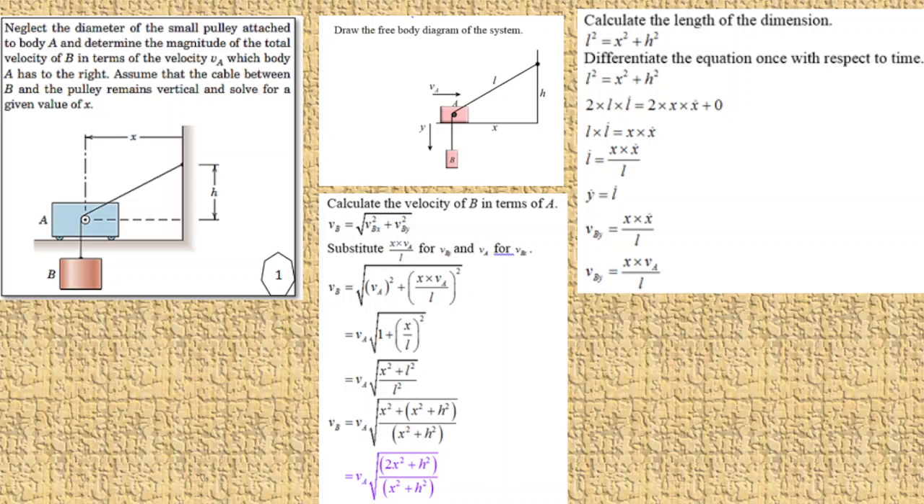It is a matter of substitution. You can simplify the value, and finally you will get the velocity of B in terms of the velocity of A, which means the velocity of B is increased by a factor of this value, so the velocity of B is greater than the velocity of A. We can simply calculate the velocity of B in terms of the velocity of A like this.